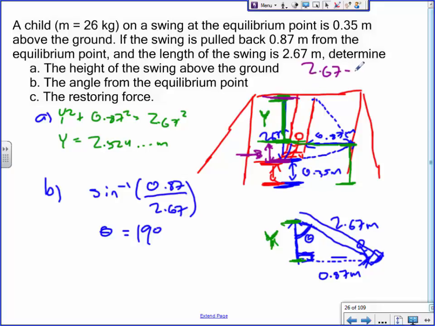So if you take 2.67 and subtract 2.524, I got 0.145. That's how much extra height would have been added. Essentially, your y value right here, from here to here, this 2.67 would have been 2.67 down to here. This was 2.524. So this bit in between here, which I'm really just scribbling in quite a bit, that says 0.145. We'll add that to the 0.35 meters above the ground.